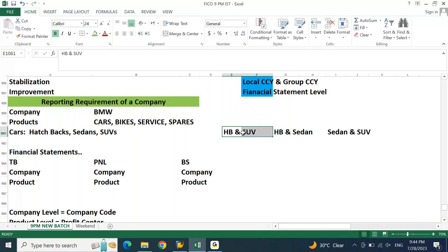Small doubt. Whatever you are saying, MM, SD and FICO, these are all courses, so can we call them services, or are they material masters? This is material master. Okay, it is not including this level, the products level. This is the classification of it. If you break down your product, this is what you will get.